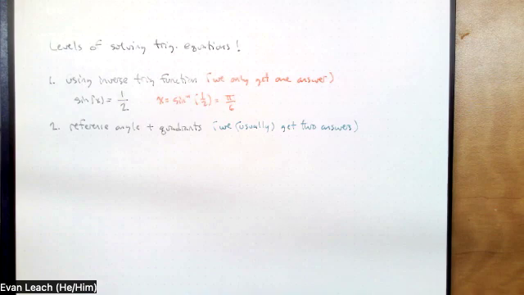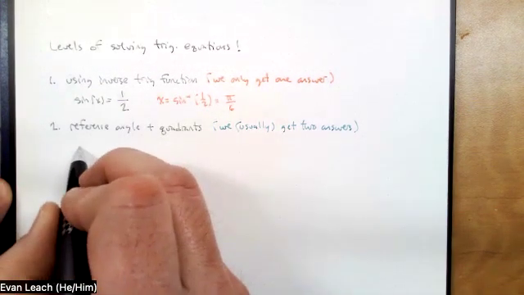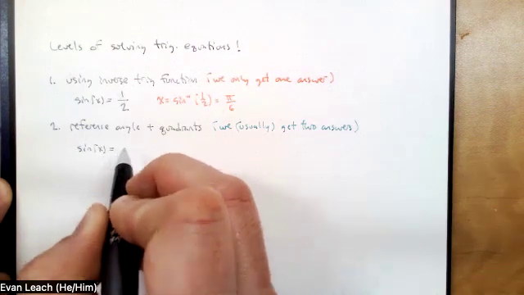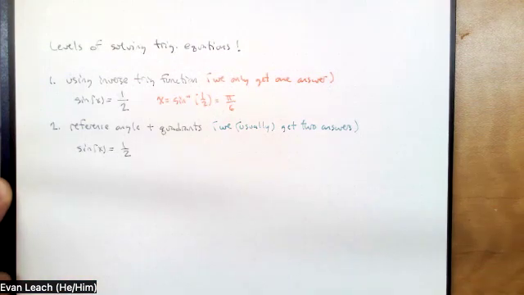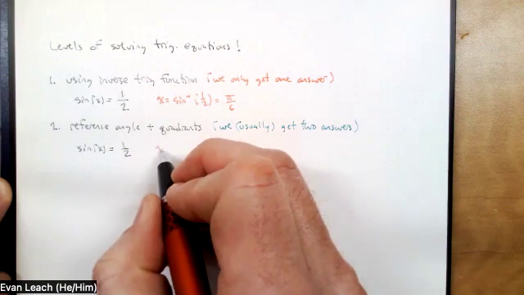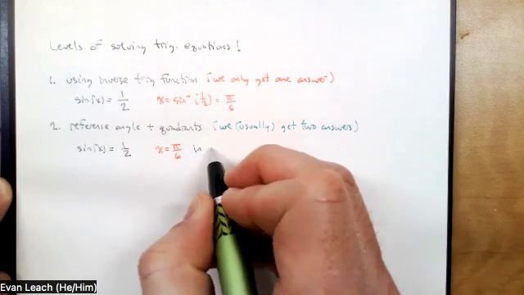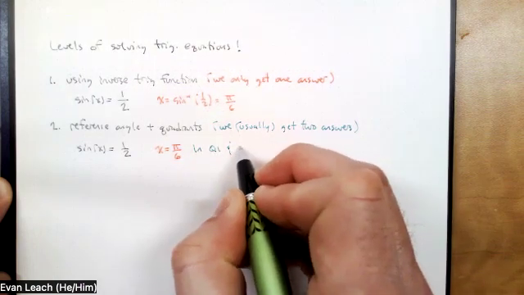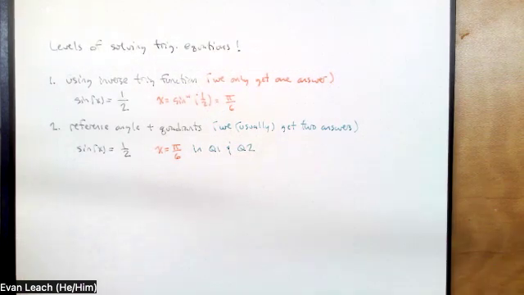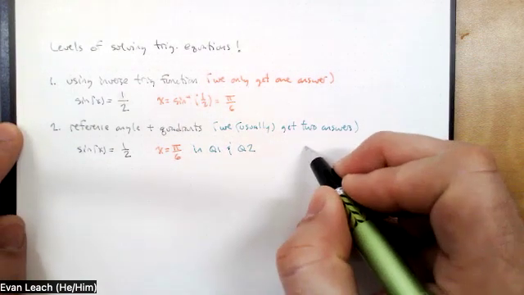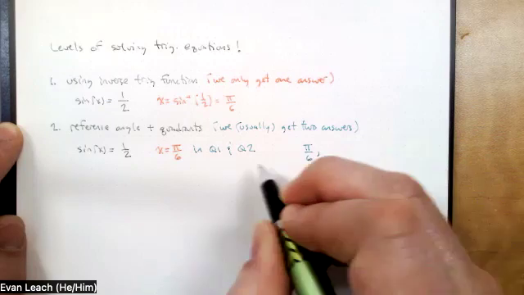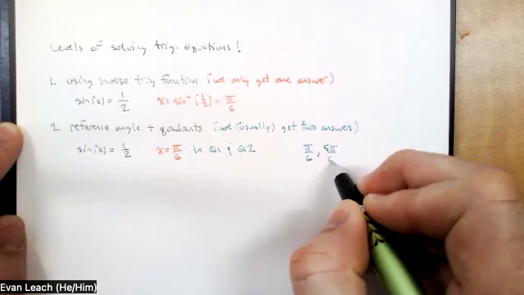So in this case, we'll usually get two answers. We'll start with sine x is 1/2. And we know the reference angle part is we'll get pi over 6. But now we'll include the quadrant parts. This is pi over 6 in quadrant 1 and quadrant 2. So we're going to get two answers. The quadrant 1 answer is pi over 6, and the quadrant 2 answer is 5 pi over 6.